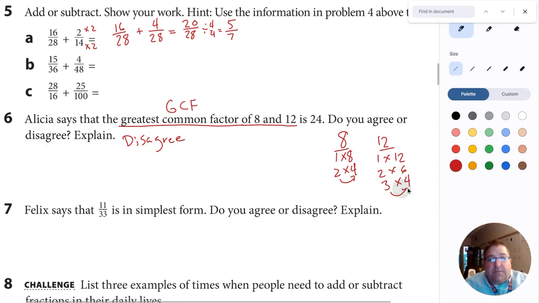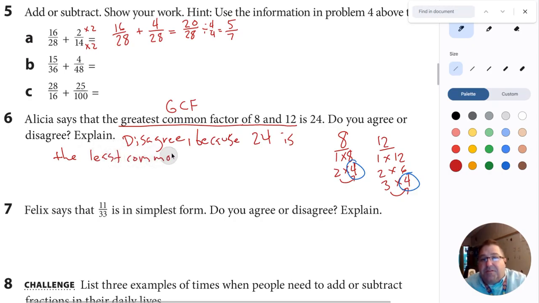Notice 24 is not written, right? Because 24 would be a multiple. So what is the greatest common factor? Is it 8? Nope, it turns out it's 4. So I'm going to say disagree because 24 is a multiple. Does it turn out it's the least common multiple? Yeah, because 24 is the least common multiple.